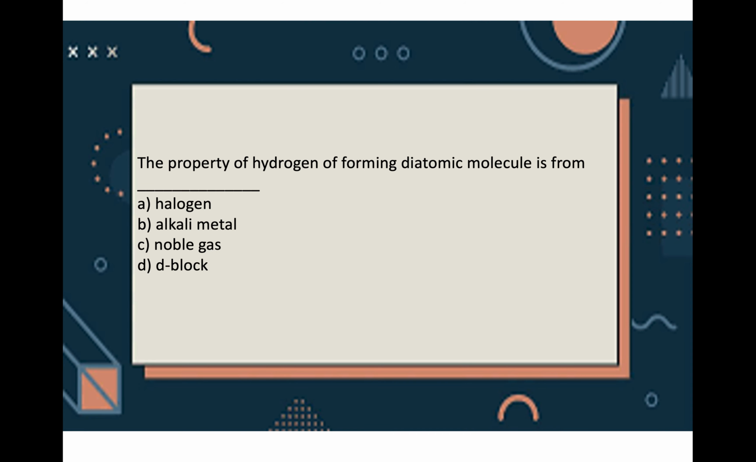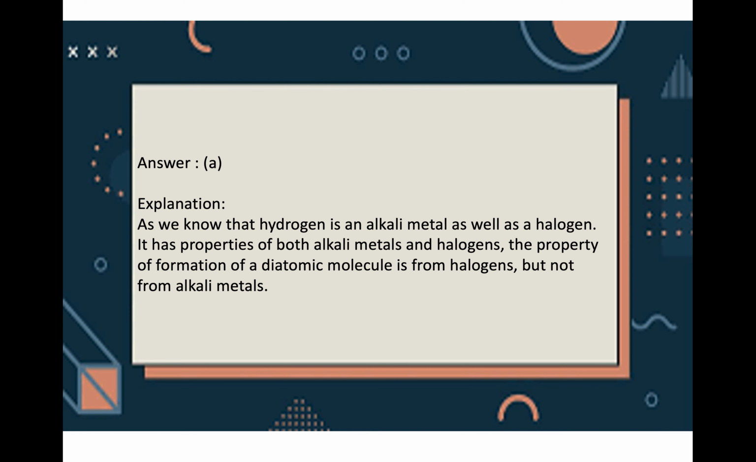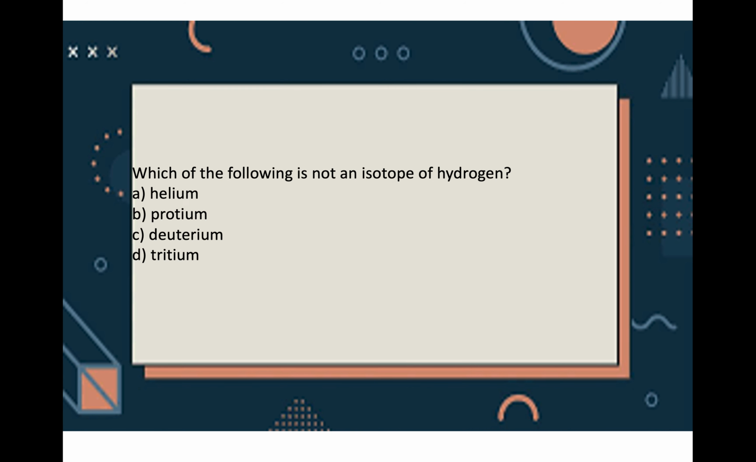So, moving on to the next question. The property of hydrogen of forming a diatomic molecule. What is a diatomic molecule? 2 atoms, that is, it exists as H2. What is its property? A is halogen, B is alkali metal, C is noble gas and D is d block. So, answer is A, halogen, because hydrogen is an alkali metal, and also it behaves like a halogen. So, it shows the properties of both alkali metal as well as halogen and it is a diatomic molecule. So option is A.